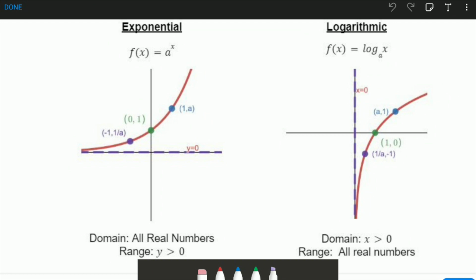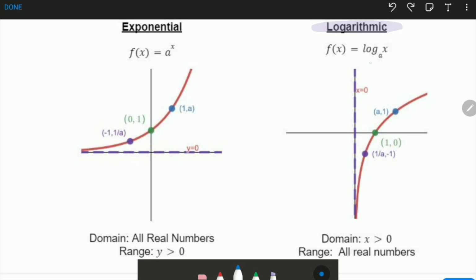So in this lesson, we're going to be talking about exponential and logarithmic functions, specifically logarithmic functions, which are the inverse of exponential. Being that they are inverses of each other, they share some characteristics. So if we go with a general exponential function, a to the power of x, then some reference points that we can use to help graph it might be (-1, 1/a), (0, 1), and (1, a).